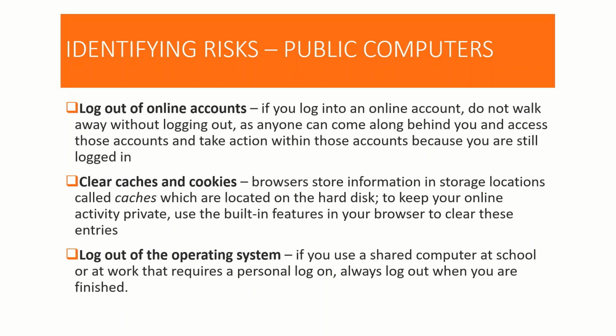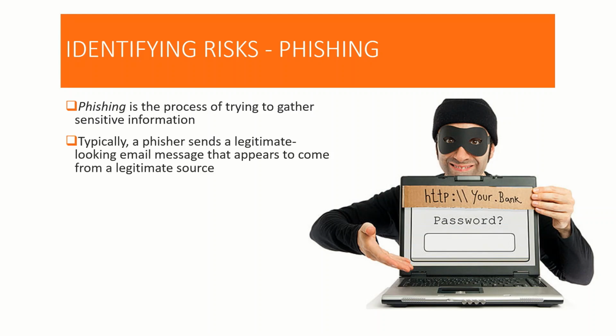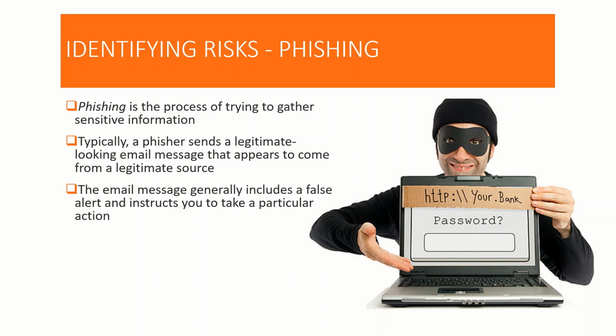The last risk is phishing. Phishing is the process of trying to gather sensitive information, such as a password or credit card details, by pretending to be a trustworthy company or organization. Typically, a phisher sends a trusted-looking email message that appears to come from a trusted source, such as your bank or credit card company. The email message generally includes a false alert and instructs you to take a particular action.